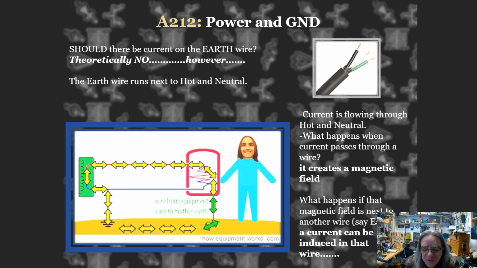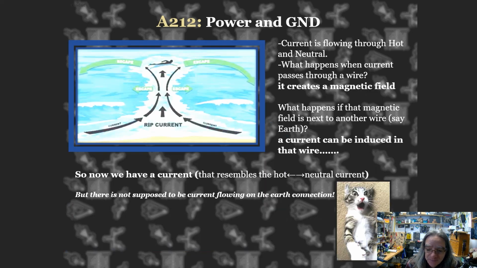So again, this is going to cause some amount of current to be induced in earth. This is not something we're going to try and fix. We can't change that. That's just a fact of how electricity works. But it's something we need to understand is there, and we're going to see what problems that might cause.